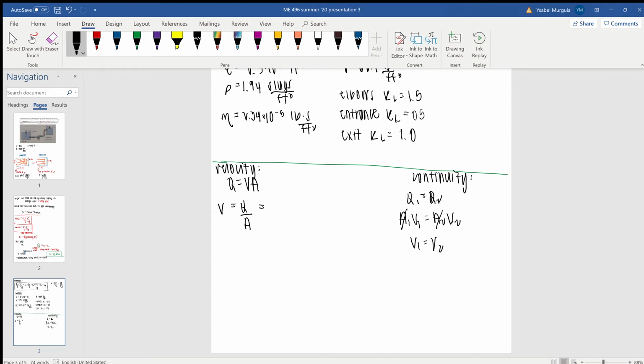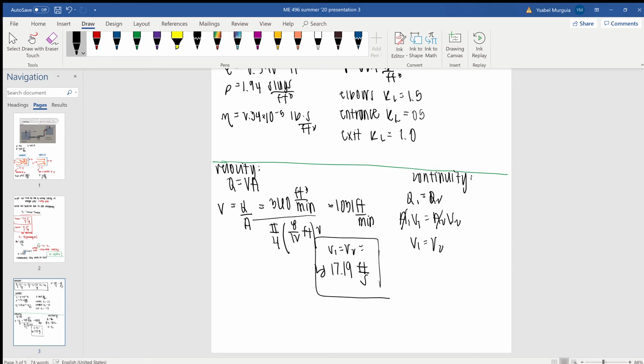Q we did find to be 360 feet cubed per minute. My area is pi over 4 times the diameter squared. My diameter is 8 inches, which I divide by 12 to turn into feet. From this, we get 1,031 feet per minute. I want this in feet per second, so I get 17.19 feet per second as my velocity for point 1 and point 2. This number is important; we will be using it. That's my velocity through the pipe.